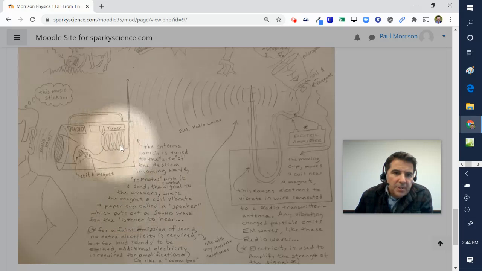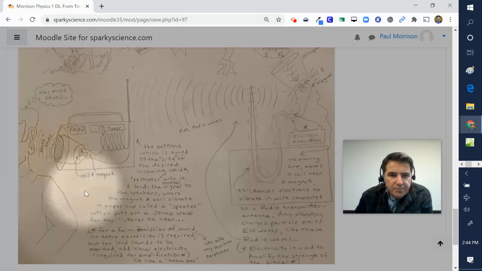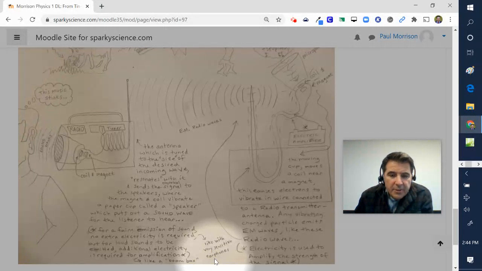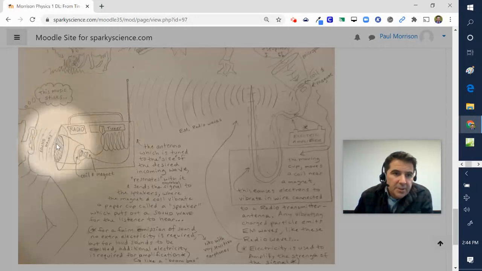So now these are resonating and going by this paper cup with a magnetic coil inside, and the speaker emits sound waves, which puts out a sound wave for the listener to hear. For a faint emission of sound, no extra electricity is required. You have to have very sensitive earphones, by the way, in order for that to work. But for loud sounds to be emitted, additional electricity is required, like a boombox. For instance, this thing should be plugged into your wall, or it should have batteries.